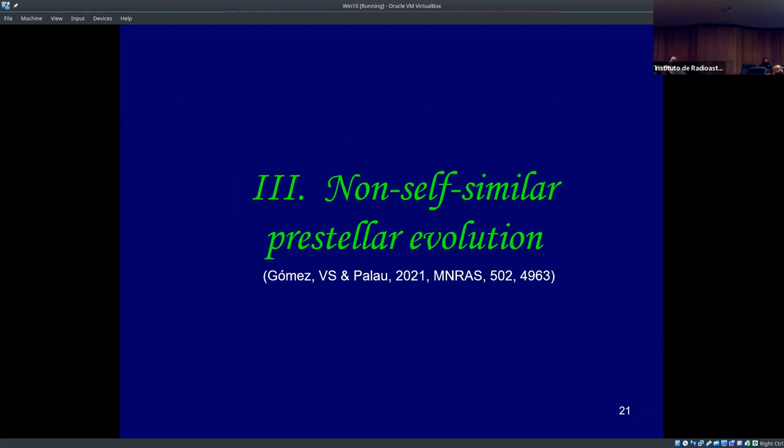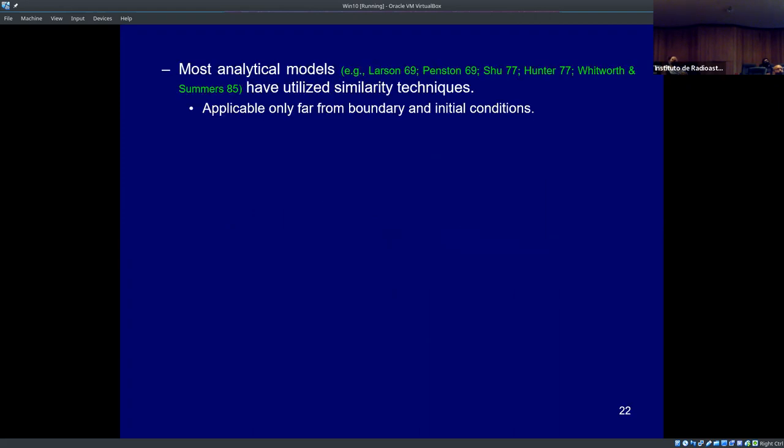And then in the last section, I'd like to talk to you about this non-similar prestellar evolution, because this is also very interesting. What we found is that most studies have been done using similarity techniques. The similarity techniques construct a non-dimensional variable so that, like I said before, your solution represents the solution both in space and time at the same time. But that does not apply to transients, when your system is adjusting from the initial conditions to something that is more or less self-similar in time.